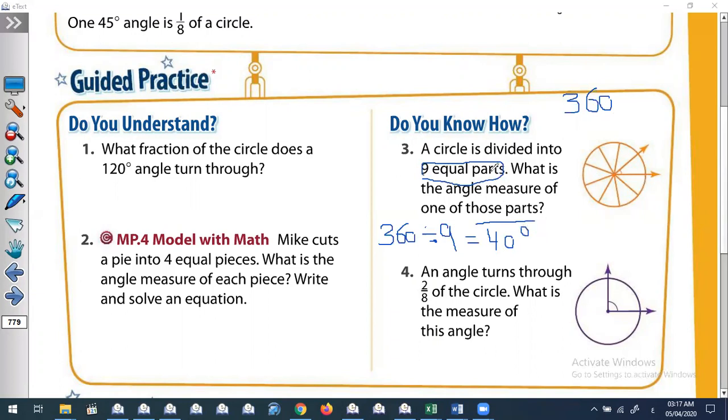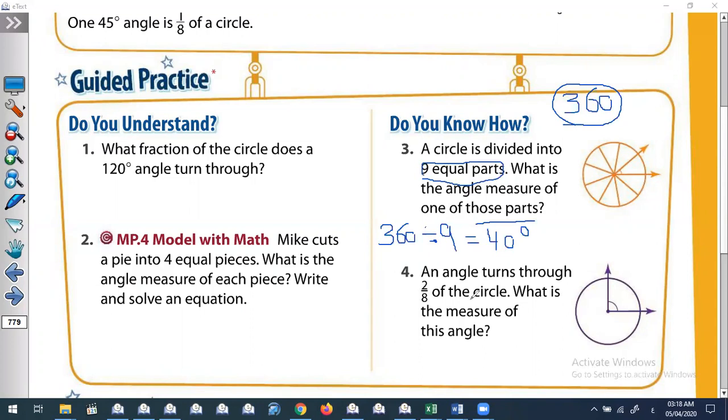Again, this circle is divided into 9 equal parts, and we need to know the angle measure of one of those parts. In a circle, the measure of its angle is 360. So we need to divide 360 by 9. 36 divided by 9 is 4. 0 divided by 9 is 0.